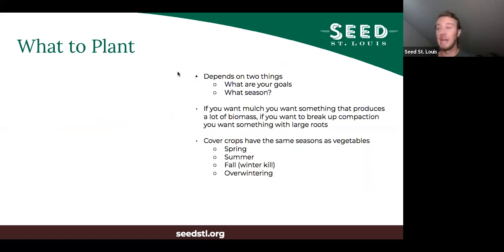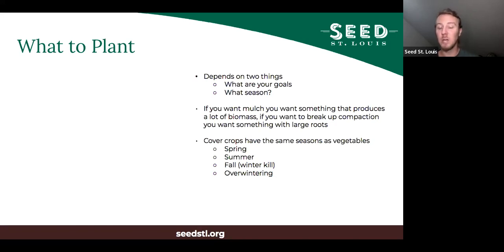But then what to plant? If you look, there are so many cover crops, so many different people promoting different cover crops. Generally speaking, I'm going to say it depends on two things. What you pick depends on what your goals are, like what you're hoping that cover crop will do, and then what season you're growing it. Just like vegetables have different seasons, cover crops have different seasons.